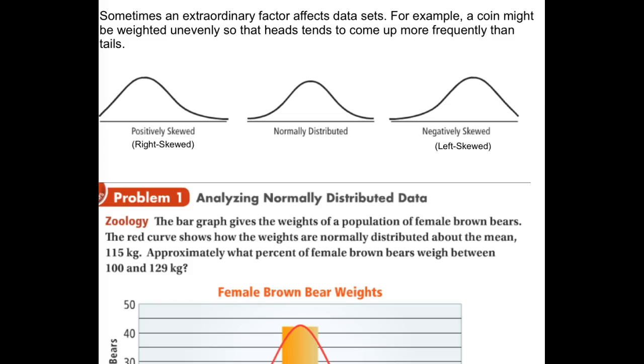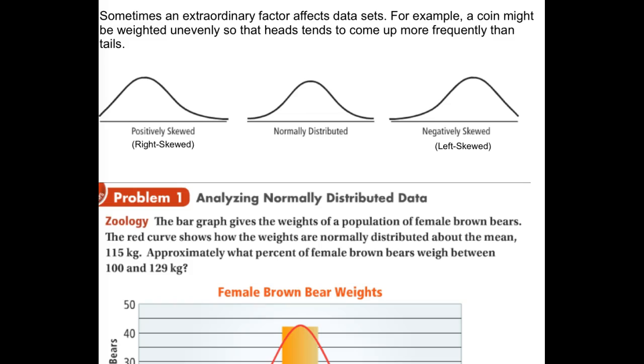It says sometimes an extraordinary factor affects data sets. For example, a coin might be weighted unevenly so that heads tends to come up more frequently than tails. That is going to skew your data. Yes? If you had a fair coin, right, equally likely that it's going to land heads and tails. But if it's a weighted coin, that changes it. Okay? It's no longer equal.